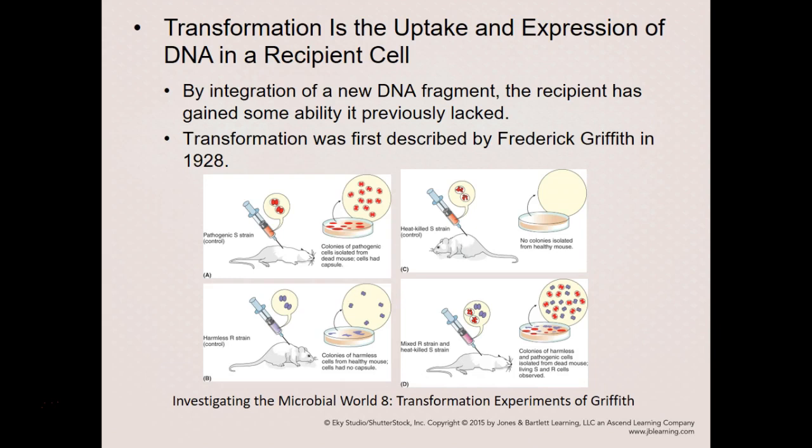Then he also did this with the rough strain of streptococcal bacteria. And the rats that had the rough strain did not die from an infection. But when he killed those rats and looked at the cells within, and then plated the blood, he found again some cells. They were the smooth streptococcal bacteria.